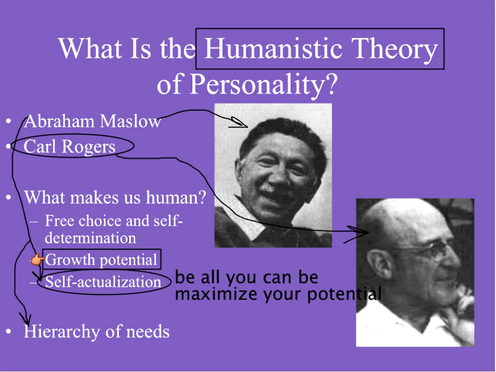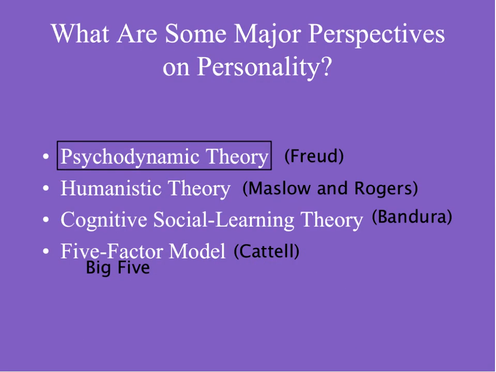All right, let's go back to our checklist of personality theory. So we've taken care of Freud. We spent 20 minutes plus talking about him. Now we've talked about Maslow and Rogers. In the final 15 minutes here, I want to review Bandura's cognitive social learning theory model, and then finish up with the Big Five model, or the five-factor model.